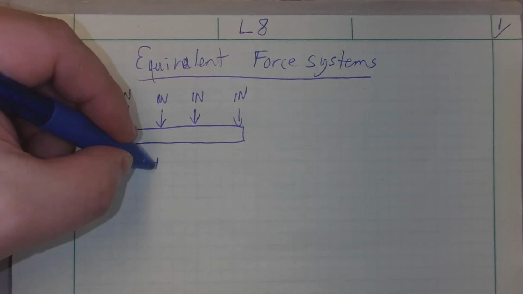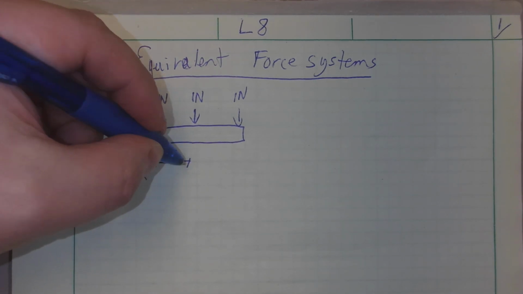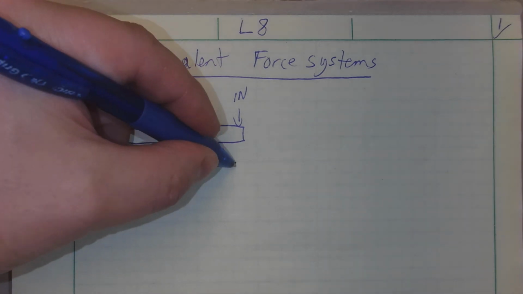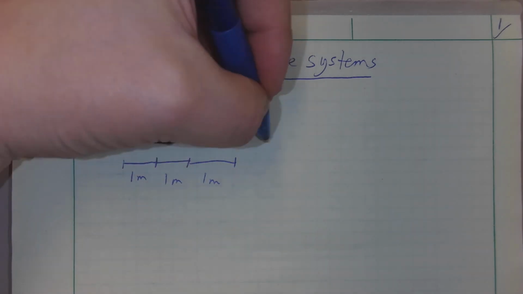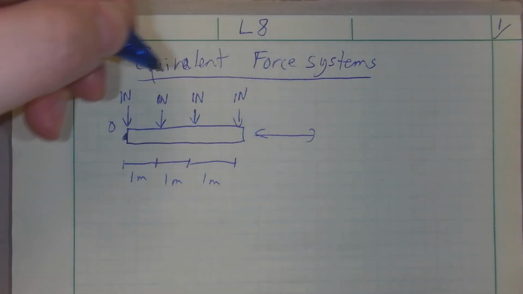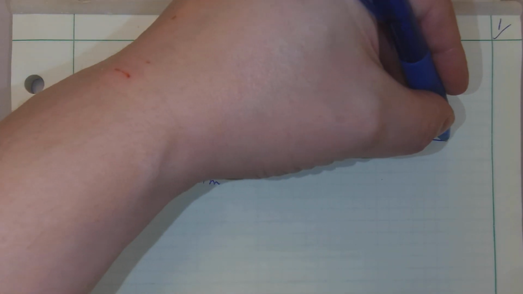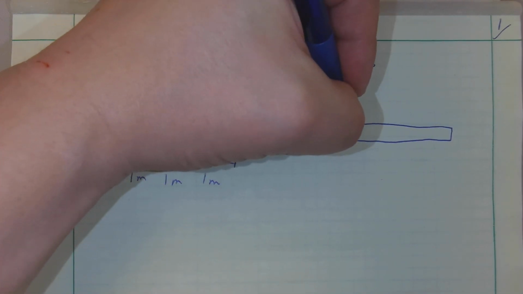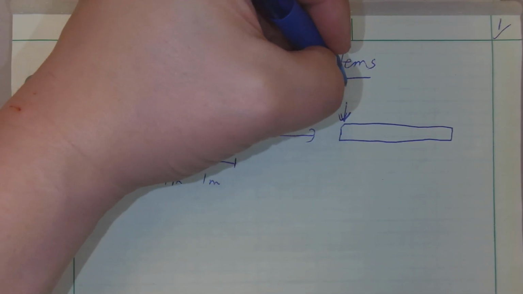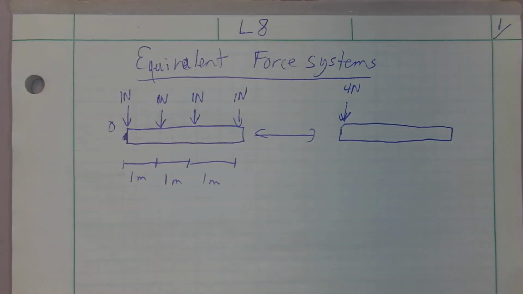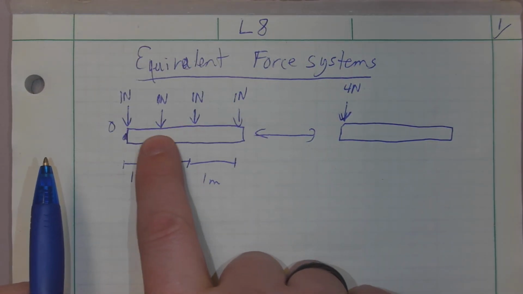So equally spaced 1 meter each. And we've talked about that I can replace this over here with this. I can move all 4 of these newtons to point O here, 4 newtons, so long as I replace the moment that's caused by these 3 forces.